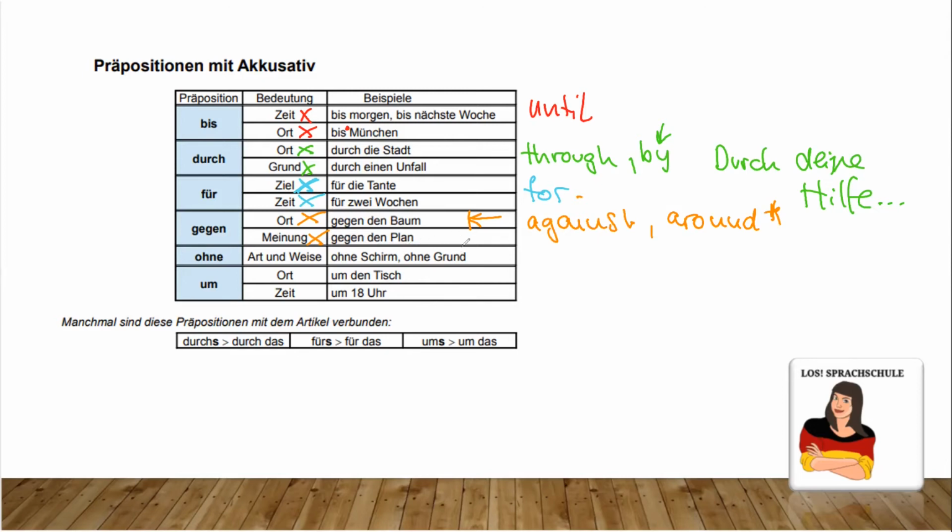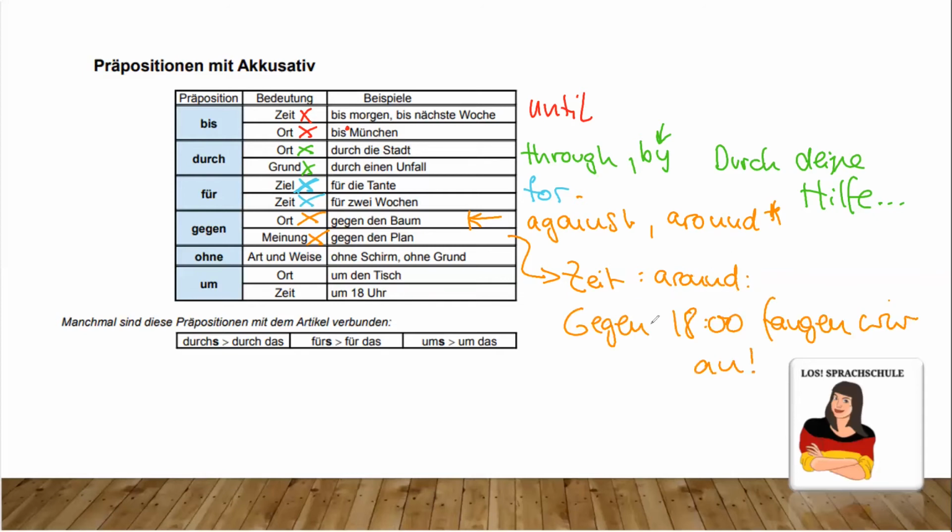If we also use it for a third thing, it will be time related, Zeit. In this case, it means around or about something. For example, gegen 18 Uhr fangen wir an. We will start about or around 6 o'clock. This is the meaning. And we go to the next one.